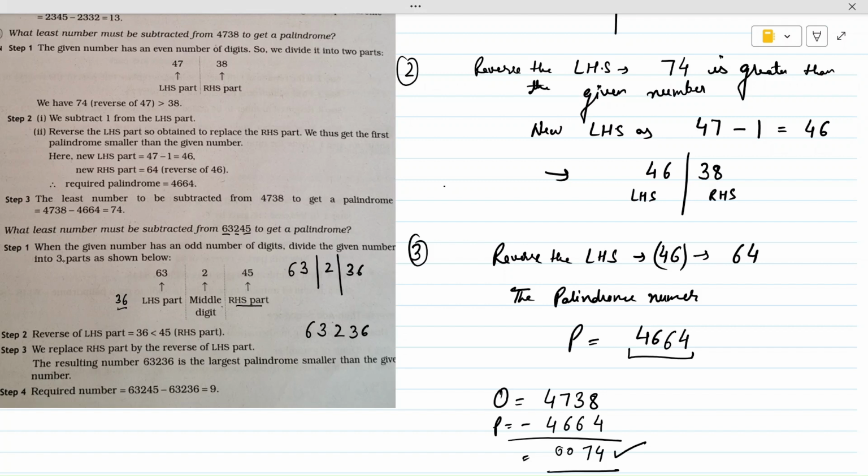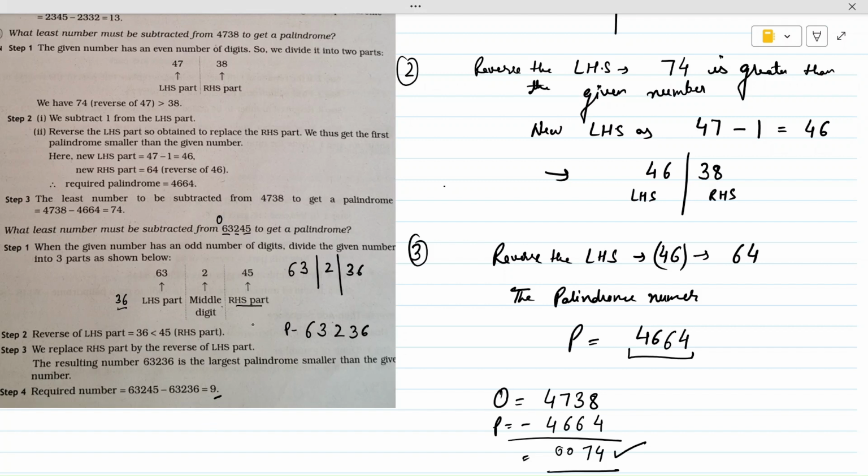And then we have to find the least number which must be subtracted from this to get the palindrome. So that means we have to find the difference of the original and the palindrome number, and that difference is going to give us the required least number, which is 9 here.